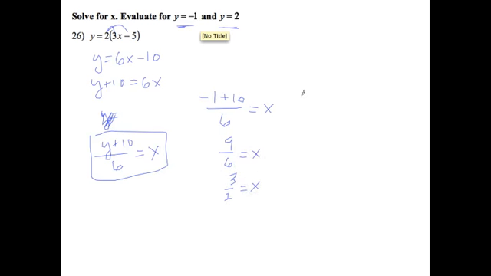Now we're also going to plug in 2. So 2 plus 10 over 6. Well, that one's nice and easy. 2 plus 10 is 12. Divided by 6 is 2. So 2 is equal to x. And that's our other answer.